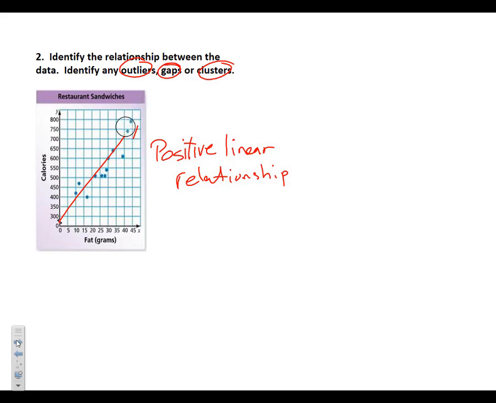I'm going to erase my red line, ladies and gentlemen. And as you can see, there is no obvious outliers, gaps, or clusters that I could use to actually point out to you. But we will have some, and we'll talk about it. All right? So this one shows a positive linear relationship.